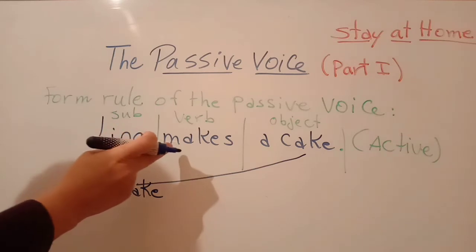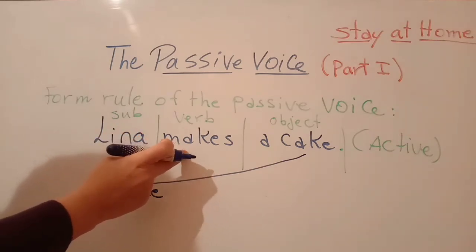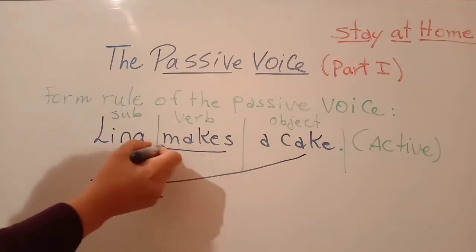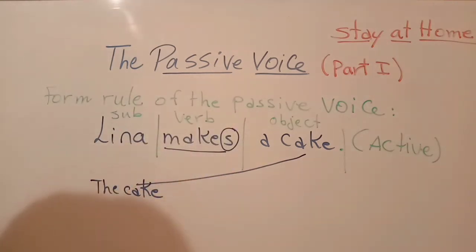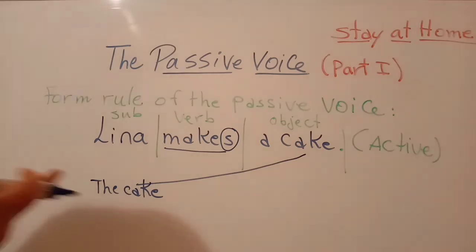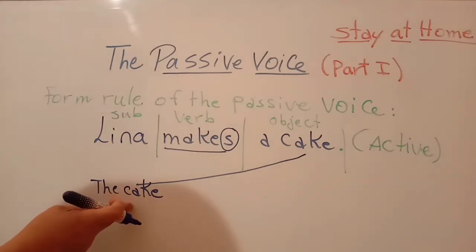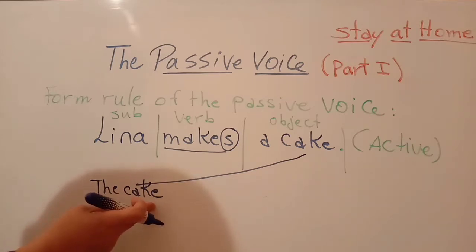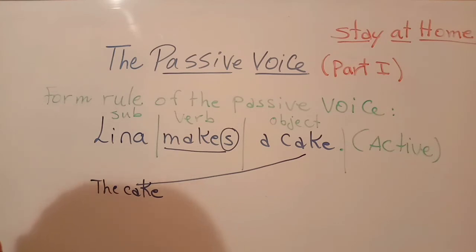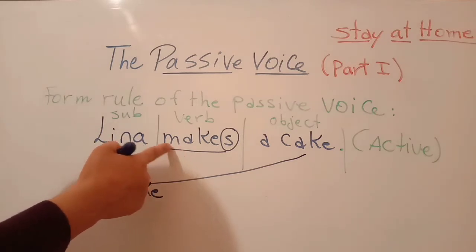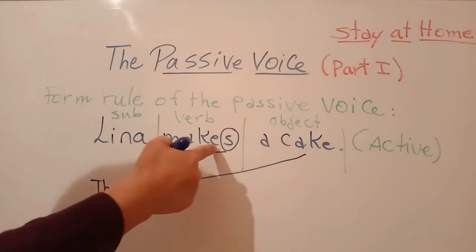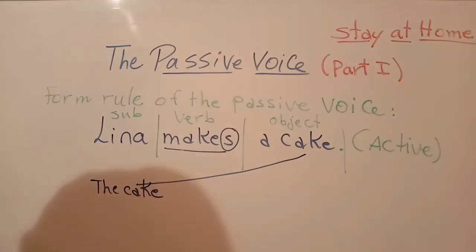Then we check the tense of the active verb. So the active verb is makes. What is the tense? So it's a simple present. Then we go back to the passive sentence. So we have the object become subject plus to be. The verb to be is important in the passive voice. We conjugate it in the tense of the active verb. So the active verb is present simple. To be is present simple.